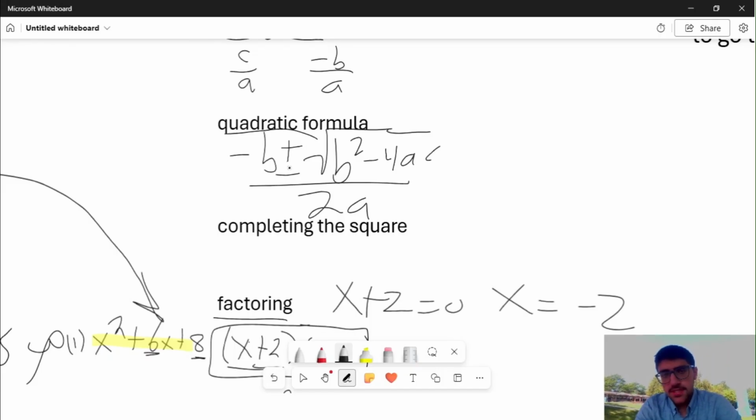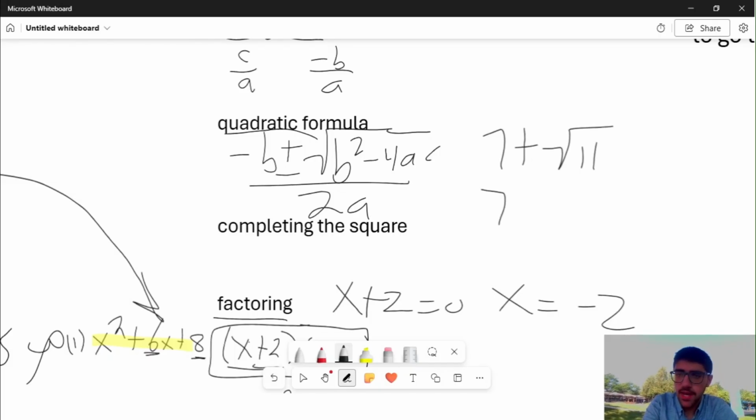So basically the questions that require the quadratic formula are going to give you an example, like, which of the following is a solution to the following equation. It's going to be one of them where you can't factor. So all the answer options are going to look something like 7 plus square root 11, or maybe 7 minus square root 11, you know?